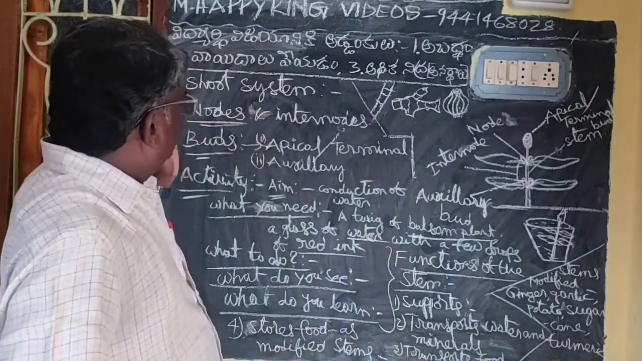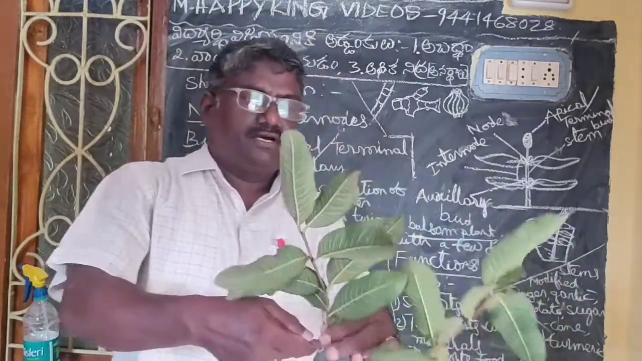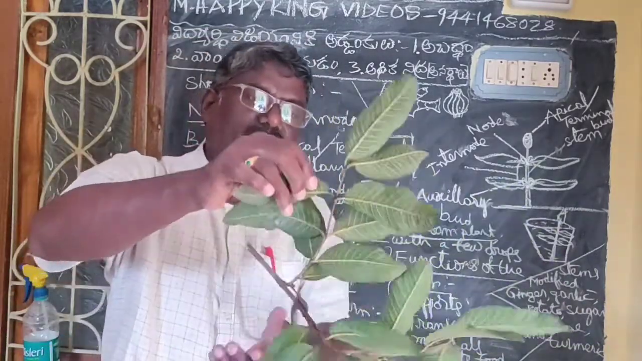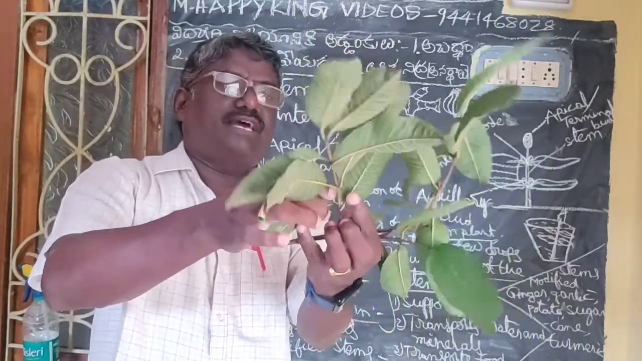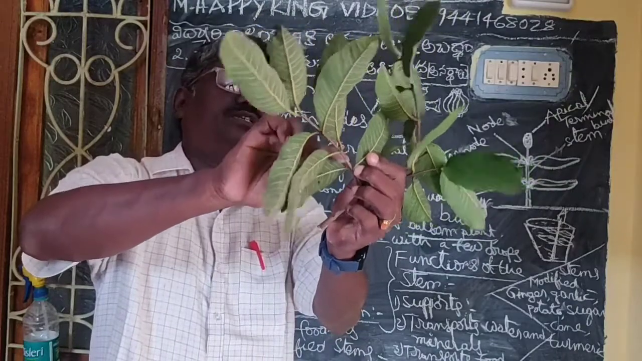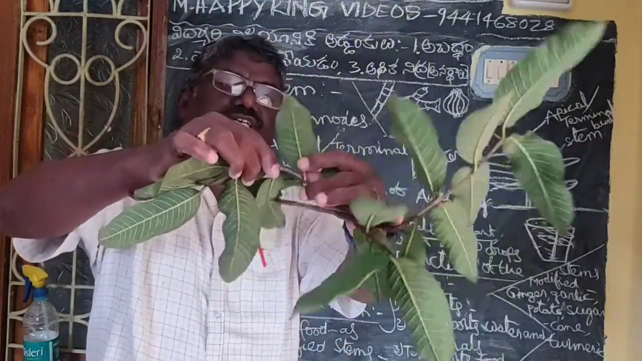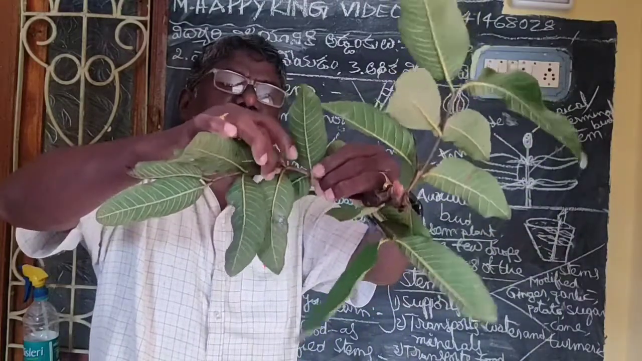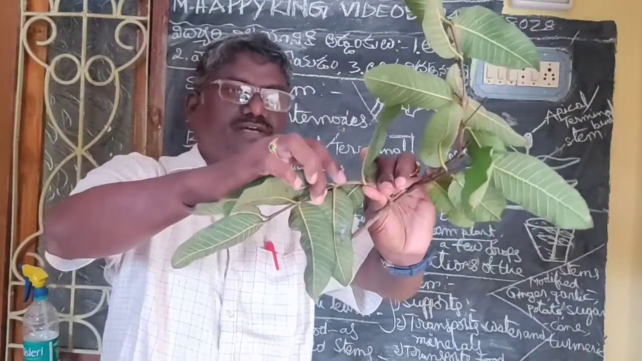The next, nodes and internodes. See this guava plant. This is the branch. The leaves arrange from this part. These are nodes. Between two successive nodes, this middle part is called the internode.